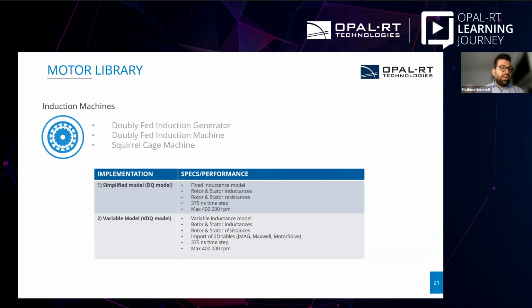In the same idea, we have the induction machine, so we can actually simulate squirrel cage machines, doubly fed induction machines, and generators. There we have the DQ and the VDQ algorithms. Again, we can import 2D tables from GMAG and Maxwell. We know that in e-mobility, we have more and more induction machine demands. So it's something that can be run on the OPAL-RT and the DNV application for testing your inverters.